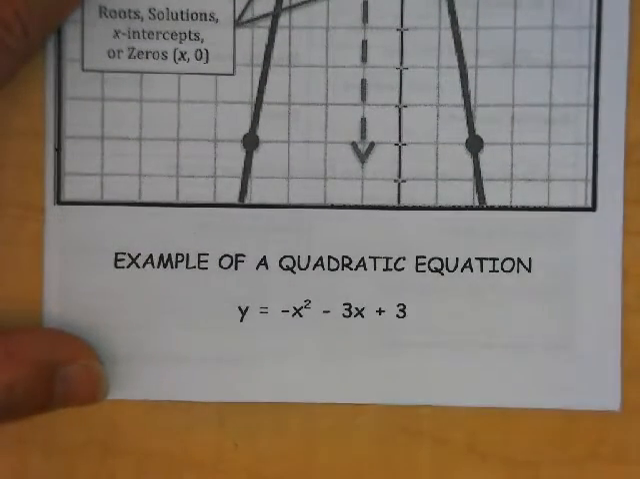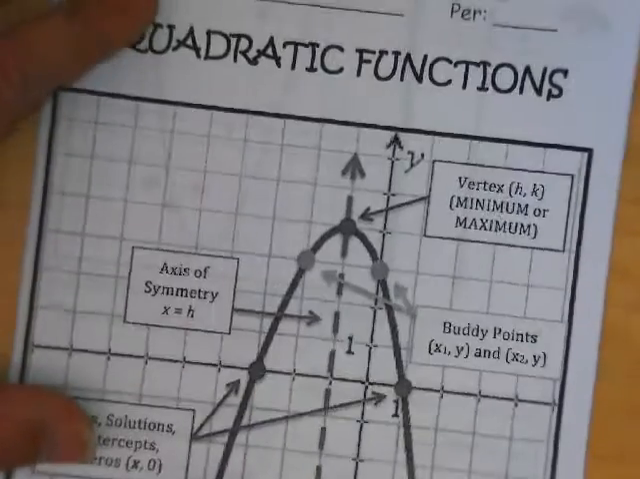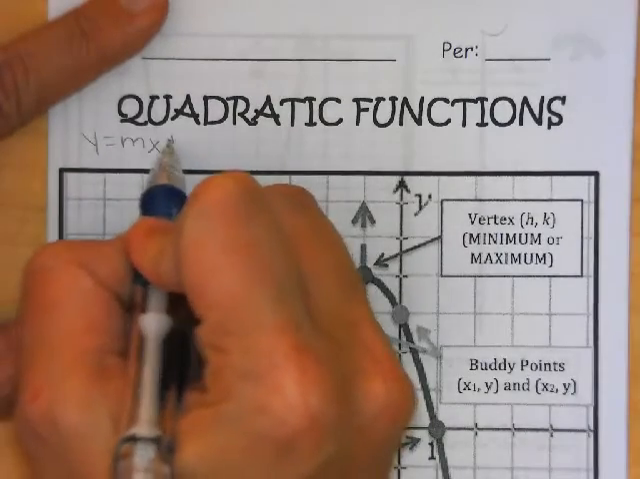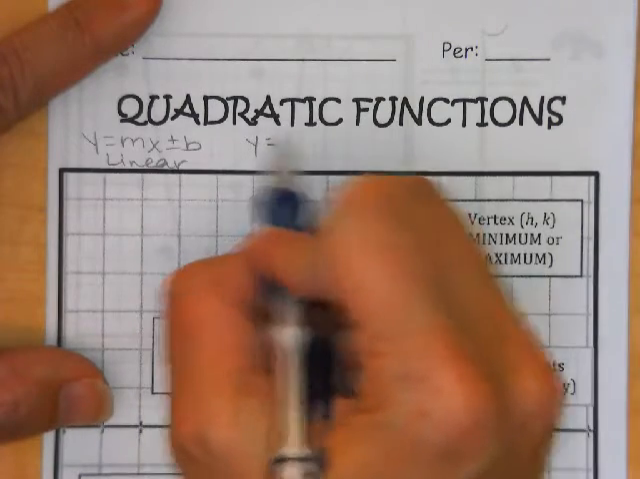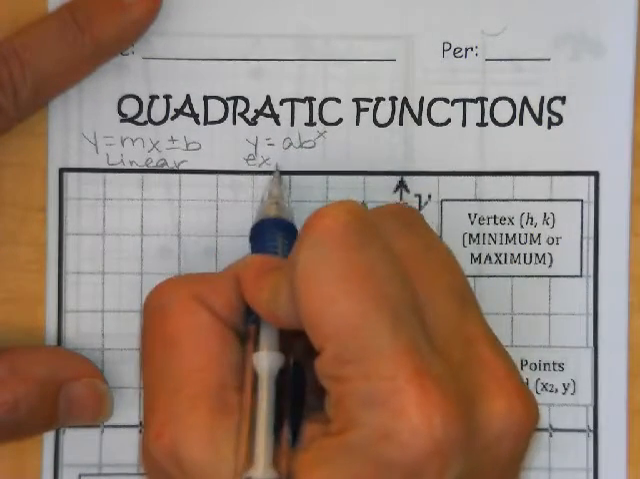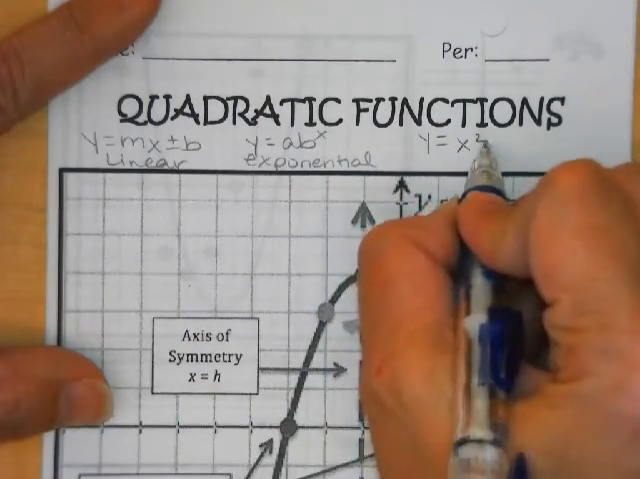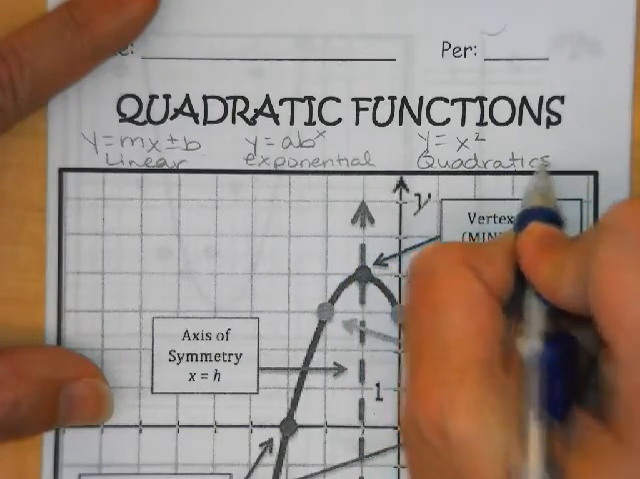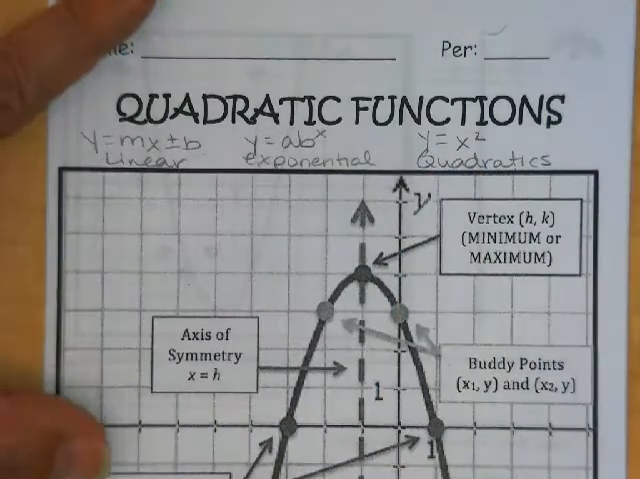About quadratic functions, we are talking about equations that have an x squared. That is what makes it a quadratic. We've talked about linear in the past, y equals mx plus or minus b. We talked about y equals ab to the x, which was exponential. Quadratics are going to be y equals x squared kind of functions. This is our parent function, and we'll talk about that as we go through this unit.